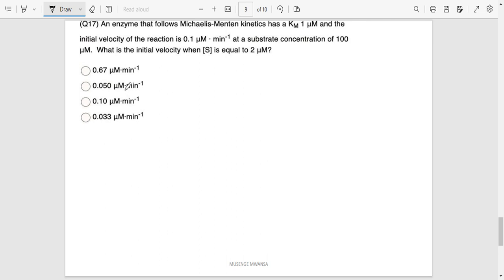Let's consider this one. An enzyme that follows Michaelis-Menten kinetics has a Km given as 1 micromolar, and the initial velocity of the reaction, that is Vo, has been given as 0.1 micromolar per minute at a substrate concentration of 100 millimolar. So what is the initial velocity when the substrate concentration is 2 millimolar?